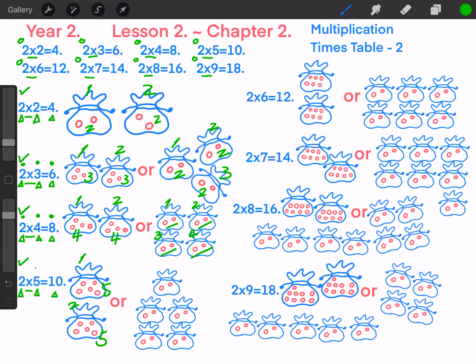Or there are 5 bags. Bag 1, bag 2, bag 3, bag 4, bag 5. And in each bag, there are 2 marbles. 2 marbles in bag 1, 2 marbles in bag 2, 2 marbles in bag 3, 2 marbles in bag 4, and 2 marbles in bag 5. But totally, we still have 10 marbles. 2 times 5 equals to 10.